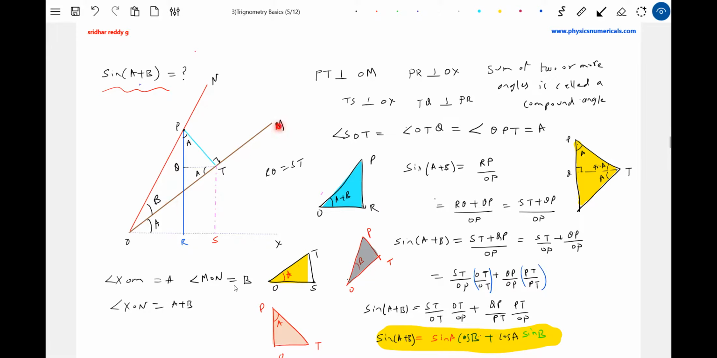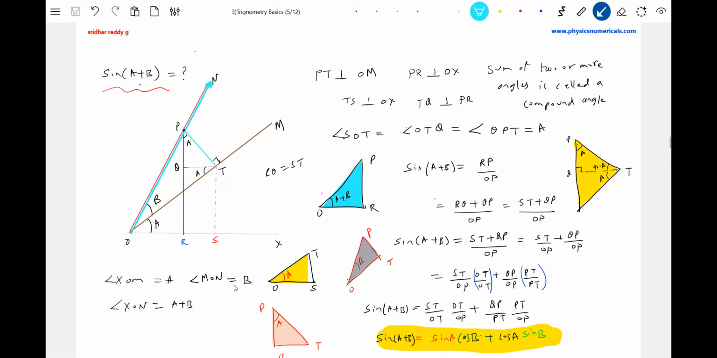There's a line OM. OX is a reference line for us. The line OM makes an angle A. What I'm doing is rotating it. Earlier the line OM was along the x-axis, so I'll rotate it. Now this line OM will make an angle A with the reference line OX. Afterwards I'll rotate it further, and this line will now make an angle B with the position OM.